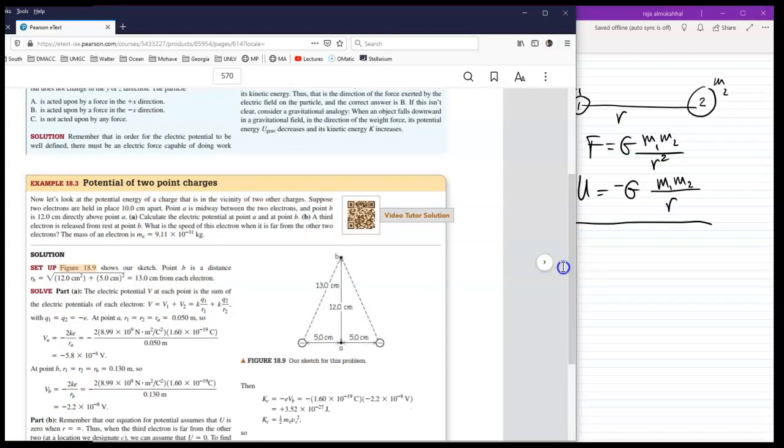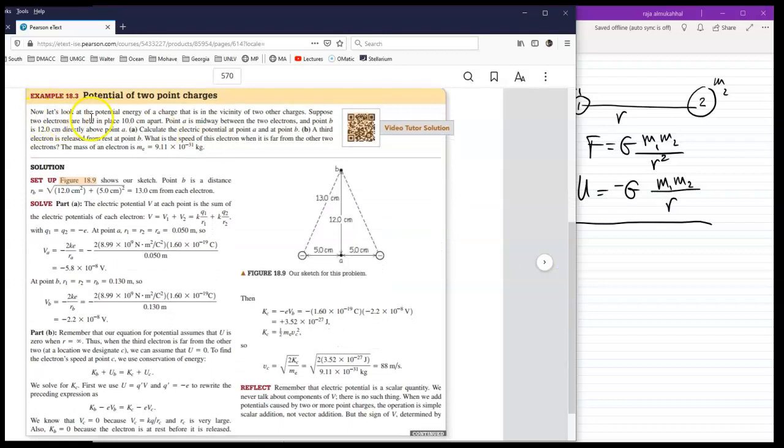Okay, let's read the problem. He said, now let's look at the potential energy of a charge that is in the vicinity of two other charges. Suppose two electrons are held in place 10 centimeters apart. Point A is midway between the two electrons, and point B is 12 centimeters directly above point A. So you have an isosceles triangle, if you will. Question: calculate the electric potential at point A and point B.